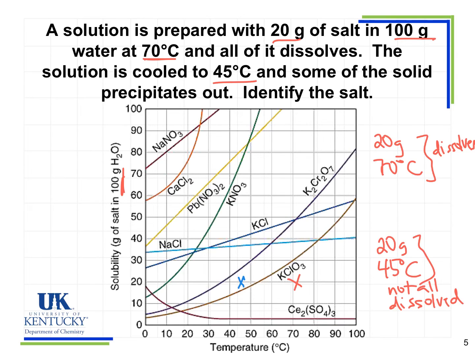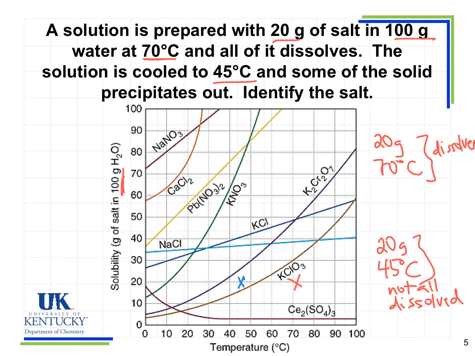So at the first point here with the red X, I look at my different compounds. And if I look at KClO3, for example, it tells me the maximum solubility of KClO3 at 70 degrees Celsius is 30 grams. Therefore, anything less than 30 grams will completely dissolve. So if I had 20 grams of KClO3, it would all dissolve. 20 grams of NaCl would all dissolve. 20 grams of any of these other compounds, and they are all going to dissolve because it is less than their maximum solubility at that temperature.